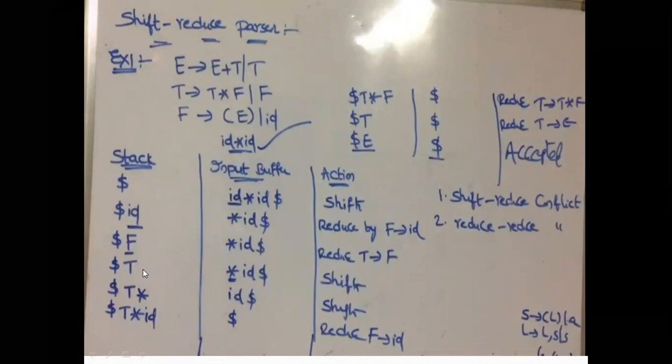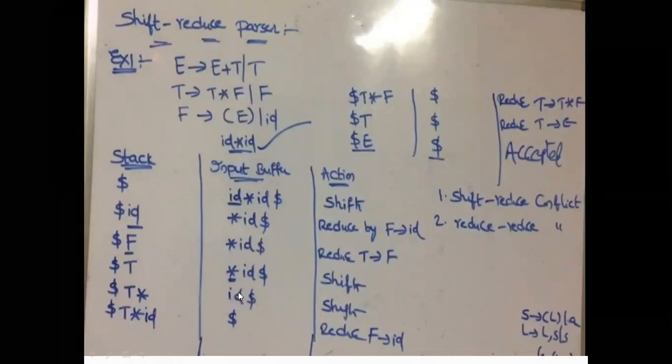So the reduce operation is not performed. We are having to perform shift action. So T, we are having shift action. So then star is placed here. Then is there any production with input substring capital T or star? There is no production in the right hand side with capital T star. So there is no production. That's why we are performing shift action.